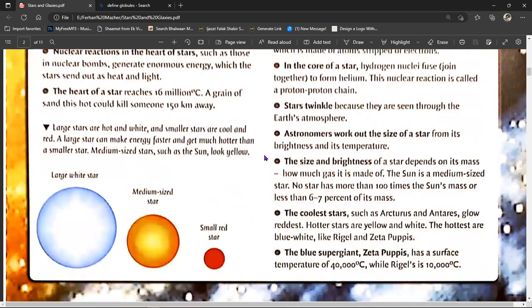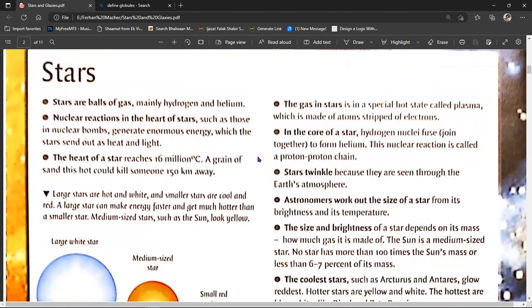So the gas in the stars is in a special hot state called plasma, which is made of atoms stripped of electrons. In the core of a star, hydrogen nuclei fuse, which means join together, to form helium. This nuclear reaction is called a proton-proton chain. Stars twinkle because they are seen through the Earth's atmosphere.